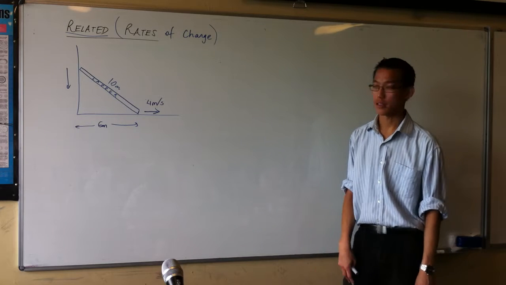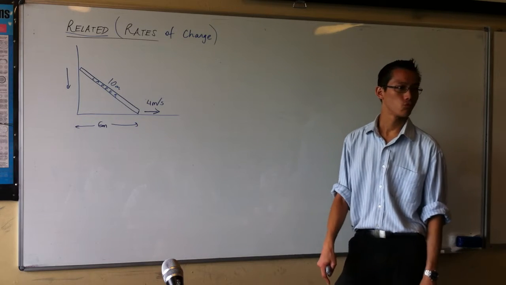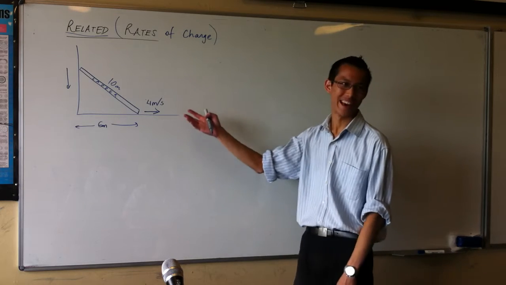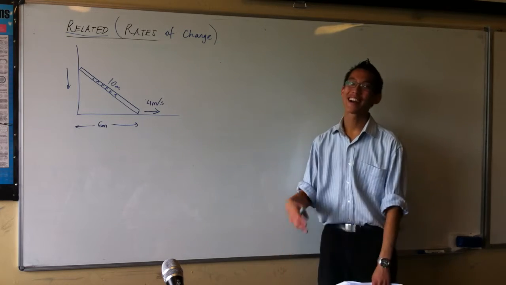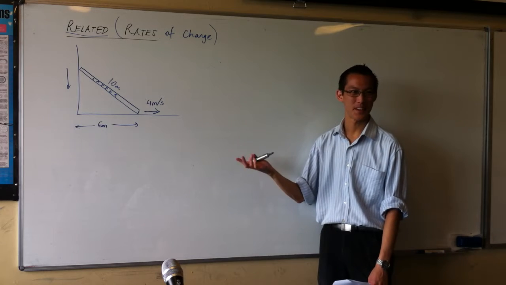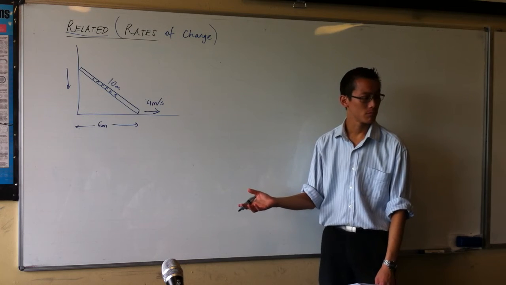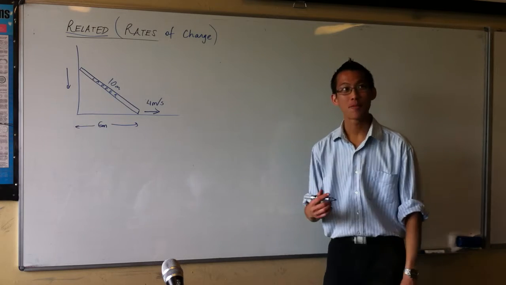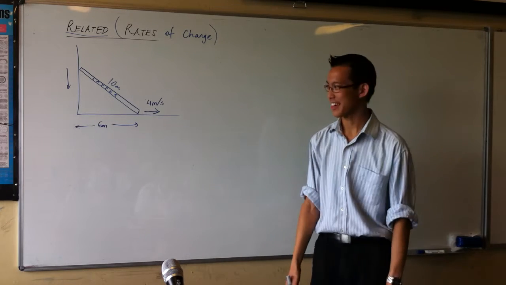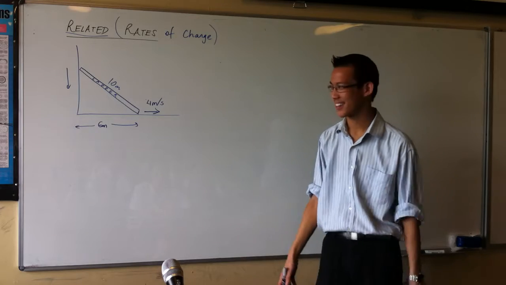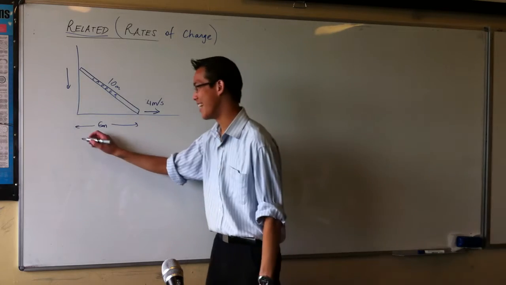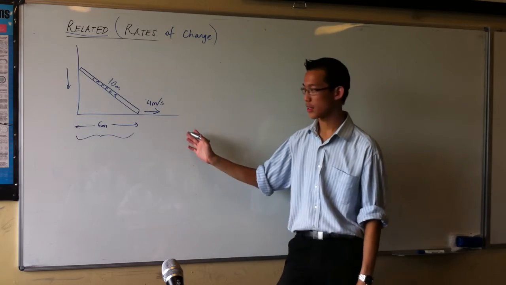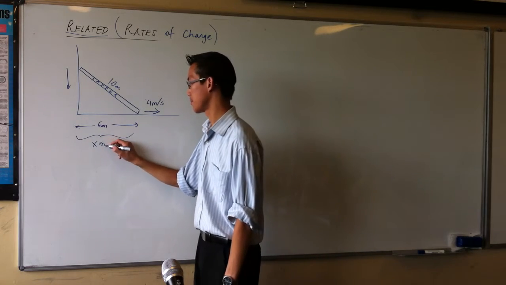So, how shall we start this? What are we going to do? Time it, watch the ladder and see how it goes? What kind of information do I know from the question? What rates am I given? So we need to actually introduce some variables in here. Let's be unoriginal and call the distance away from the wall x meters.